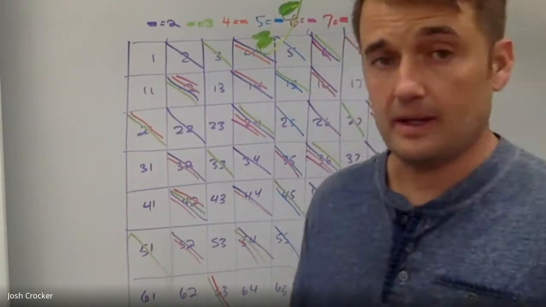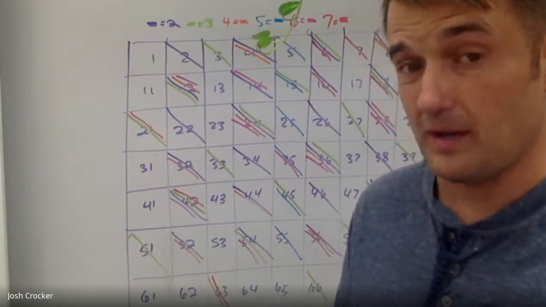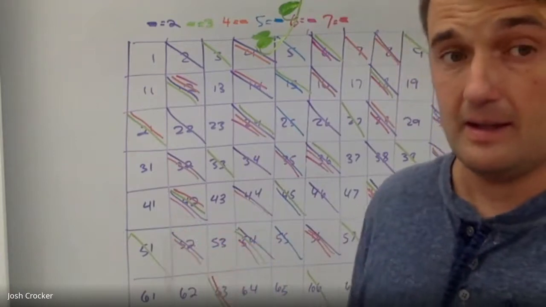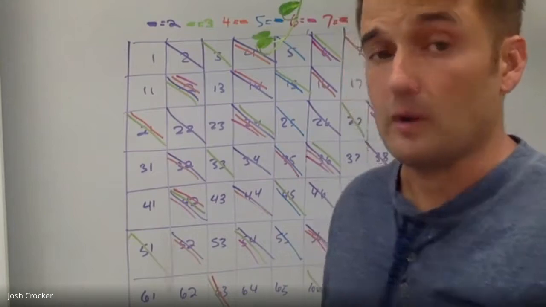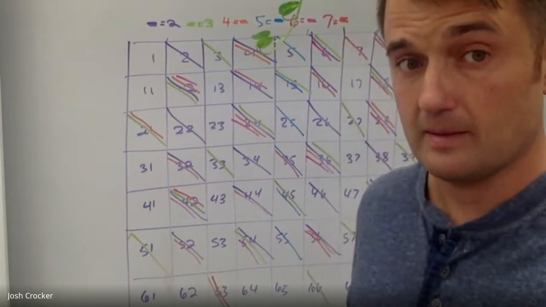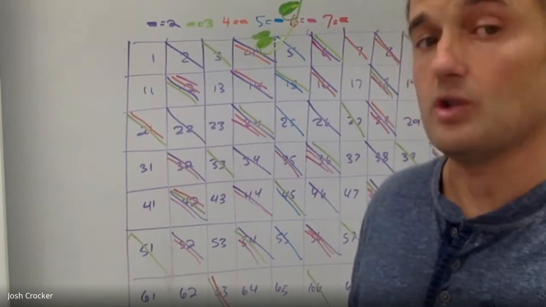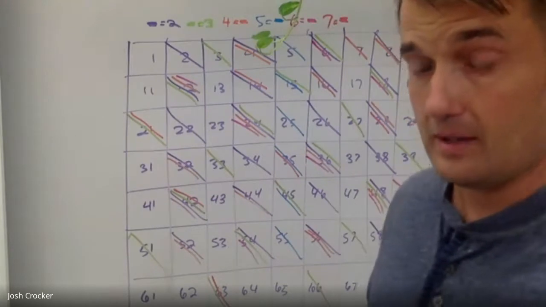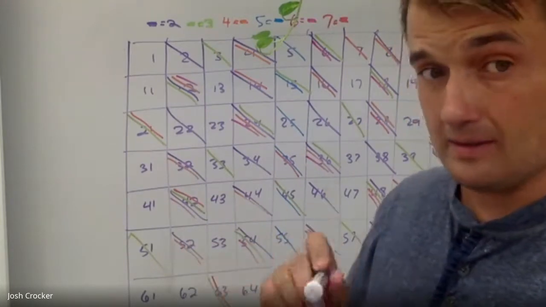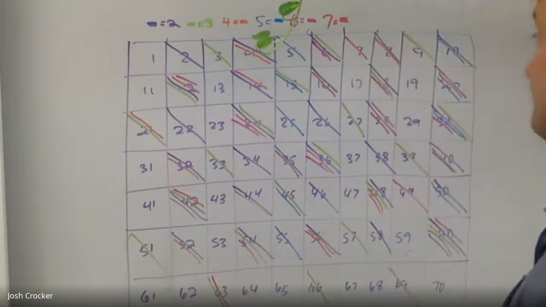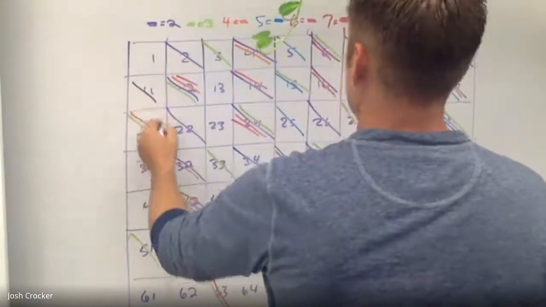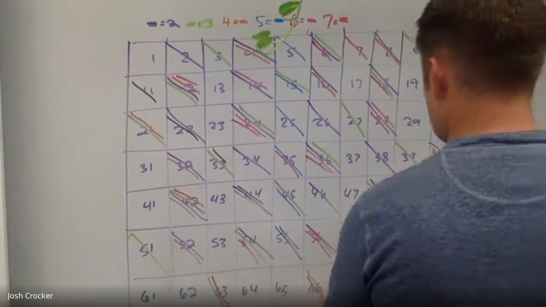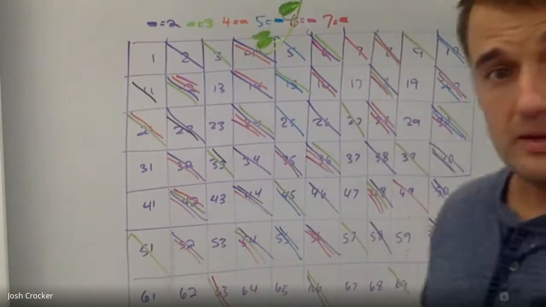Now, I could go through and do 8s, but you know what? All the multiples of 8 are already marked because I've done 2 and 4. Same thing with 9s. I could go through and do 9s. They're already marked because I did 3s. And what I want to show you here is which numbers are prime, because the prime ones are the ones that are not getting marked. So I need to skip ahead to 11. 11, 22, 33, 44, 55, 66. Actually, that didn't mark any new numbers.